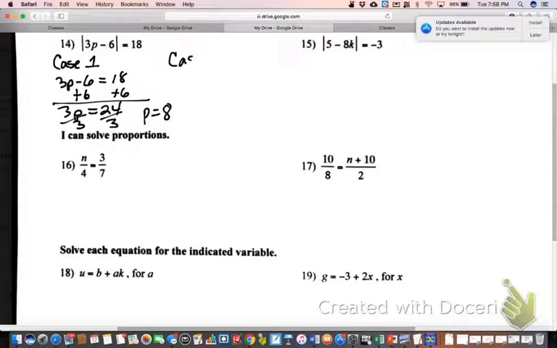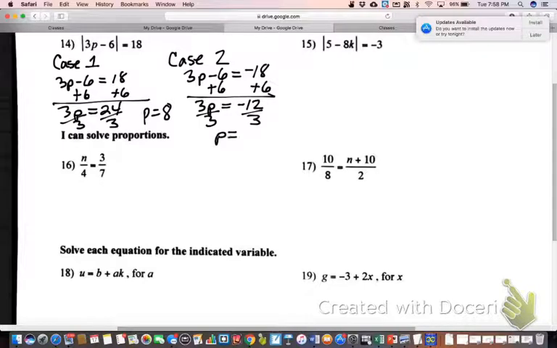Case 2 is where I solve it as if 3p minus 6 were equivalent to a negative 18. So I'm going to add 6 to both sides. Divide both sides by 3. p is equal to negative 4. So the two answers, remember I put them in my little brackets, are negative 4 and 8. My answer right there. And this did not tell me to graph it, so I'm good. I don't need to graph it this time.